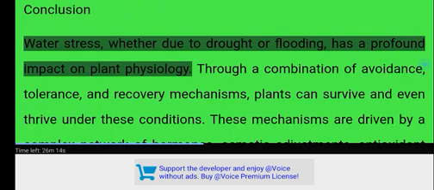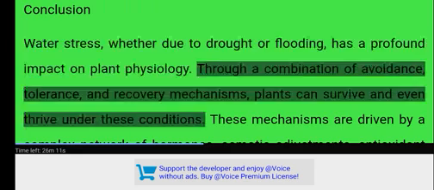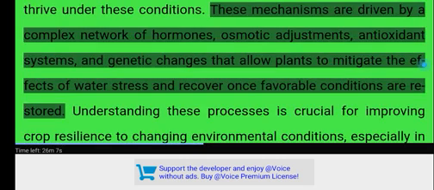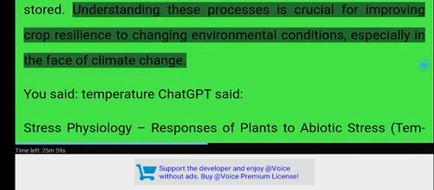Conclude. Water stress, whether due to drought or flooding, has a profound impact on plant physiology. Through a combination of avoidance, tolerance, and recovery mechanisms, plants can survive and even thrive under these conditions. These mechanisms are driven by a complex network of hormones, osmotic adjustments, oxidant systems, and genetic changes that allow plants to mitigate the effects of water stress and recover once favorable conditions are restored. Understanding these processes is crucial for improving crop resilience to changing environmental conditions, especially in the face of climate change.